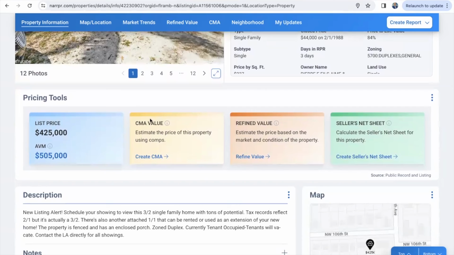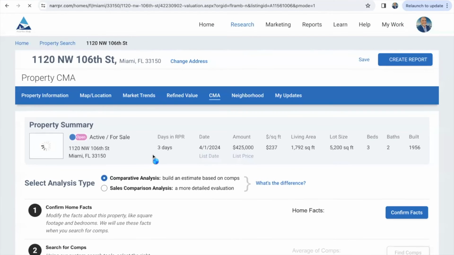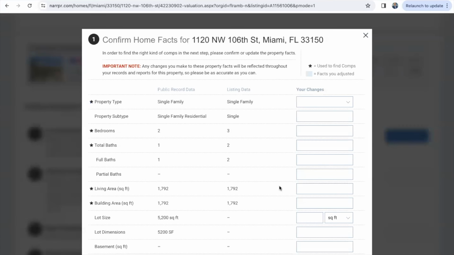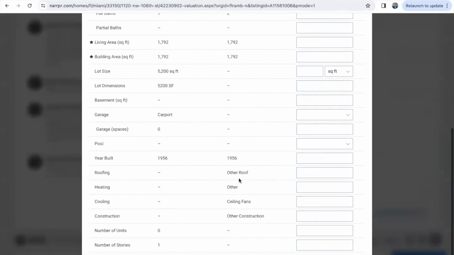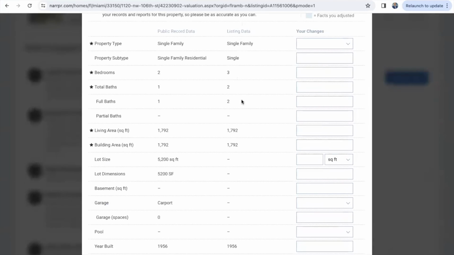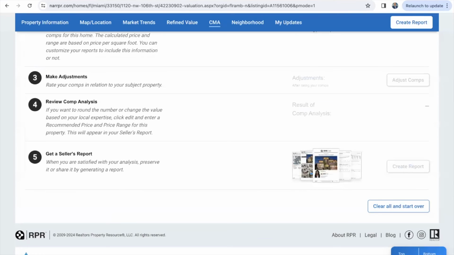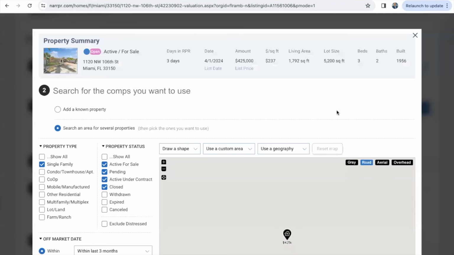So you're going to click on create a CMA and follow me with this. We're going to click on confirm facts. And there's nothing to confirm, guys. This is all listing data. So this is what the listing agent placed. So we're just going to click on confirm facts. Step 2 is to find your comps. So we're going to click on find comps.